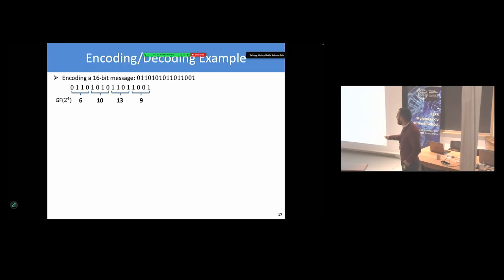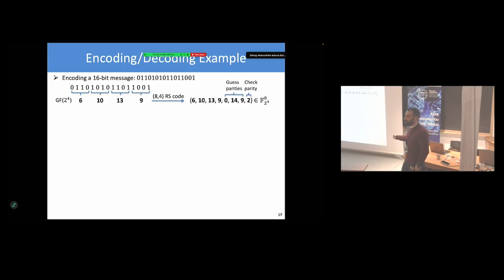And then we're going to map these binary blocks into numbers over a certain field. So this is like converting binary to decimal, for those of you who are familiar with that. So 6, 10, 13, 9. So my message now is 4 symbols, but my input is binary. So I will use an 8-4 Reed-Solomon code to encode this into 8 coded symbols. I will add redundancy of 4 symbols.